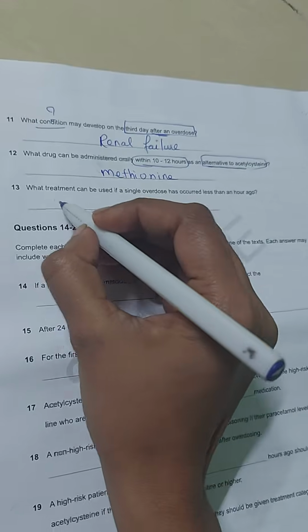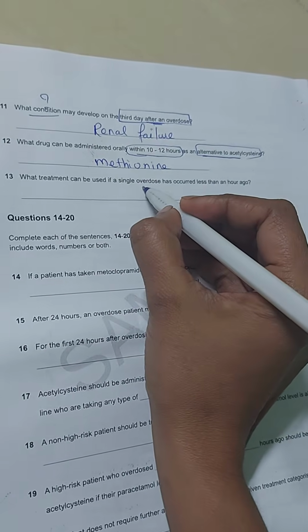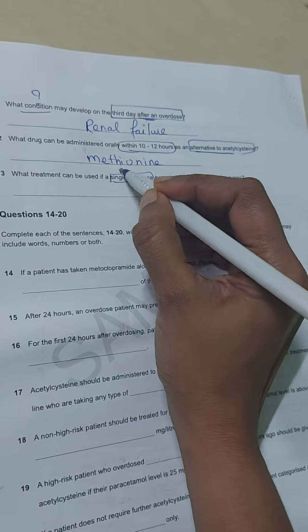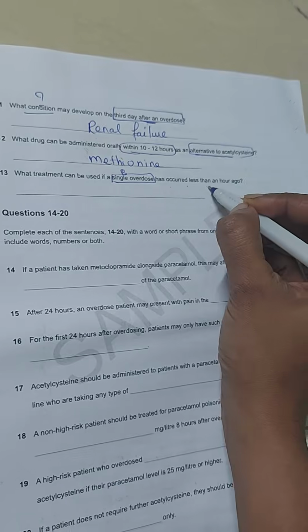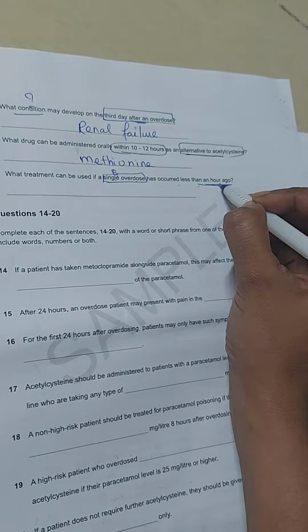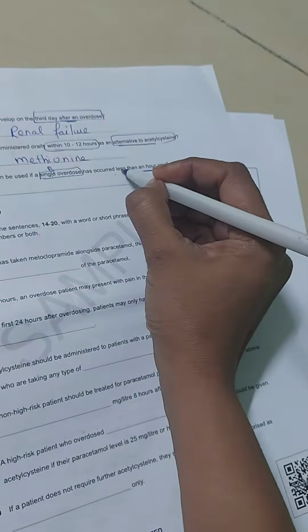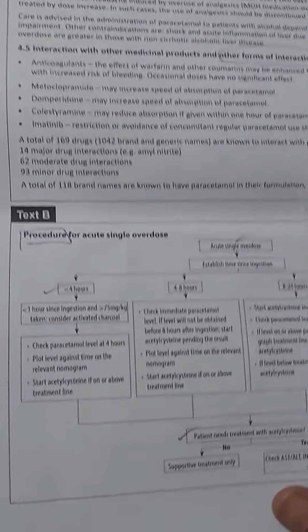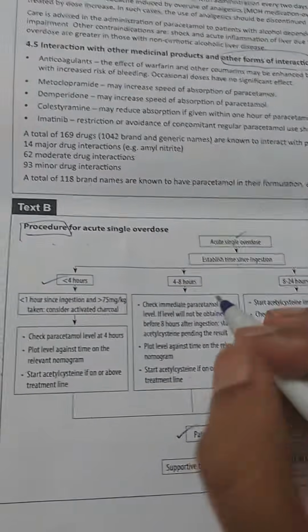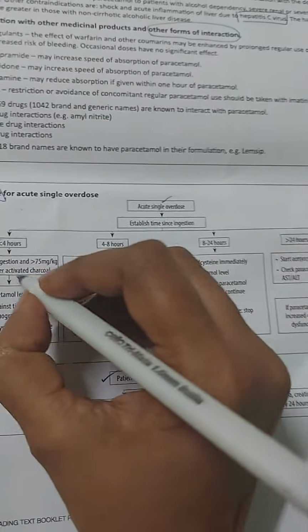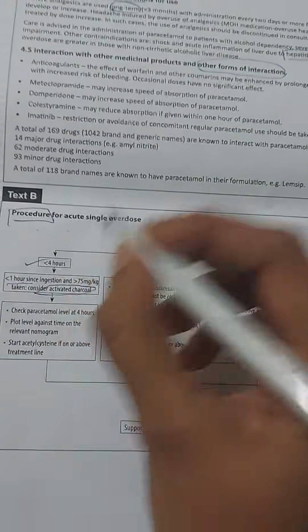as my answer. What treatment can be used if a single overdose has been acquired? So single overdose, it's B. Has been acquired less than an hour ago. So if I say single overdose is in B, then I have to check for less than an hour, right? So I'll go for B. Check, is there anything given as less than an hour? Yes, here it is. Okay, and what should be given? Consider activated charcoal. So I will be writing that.